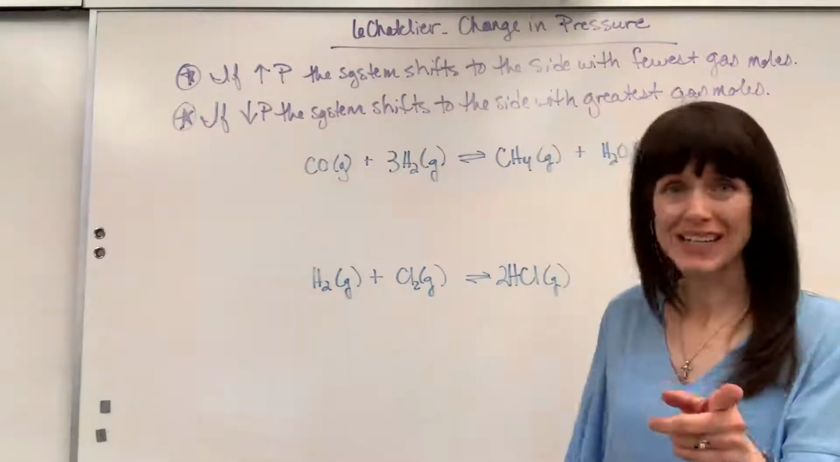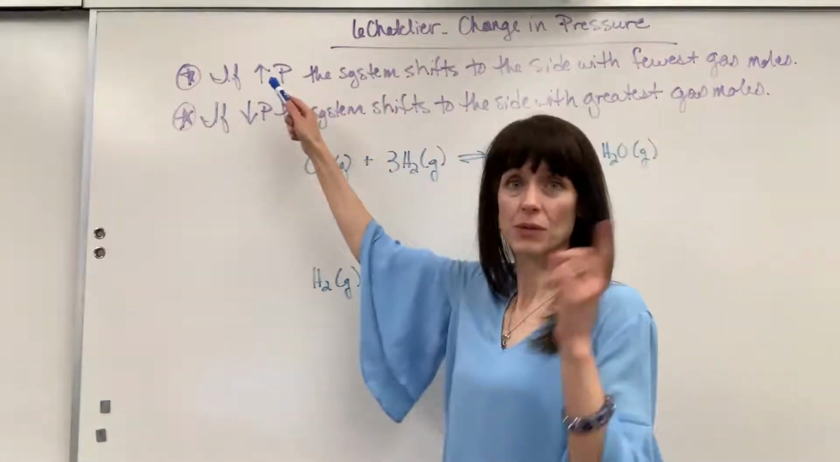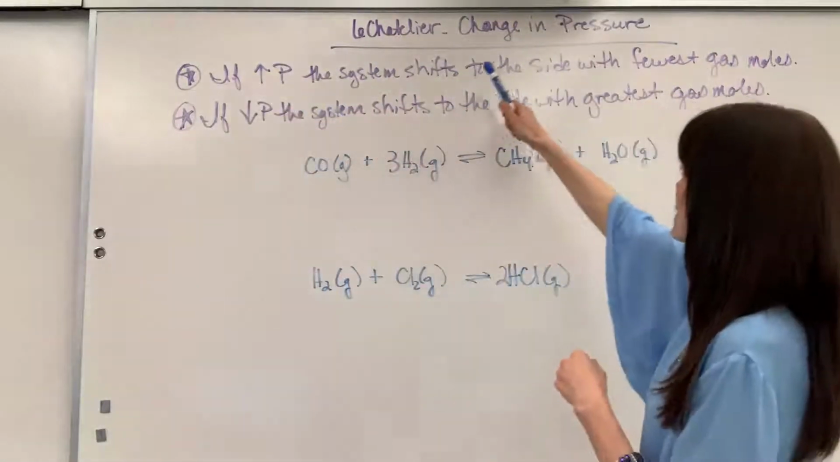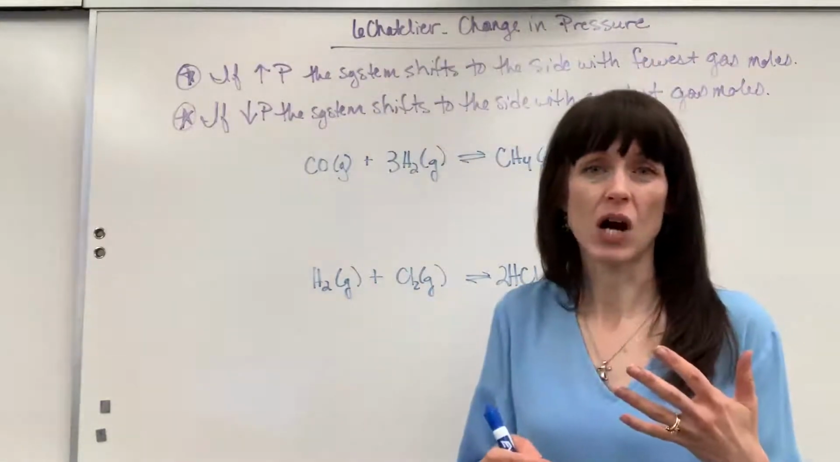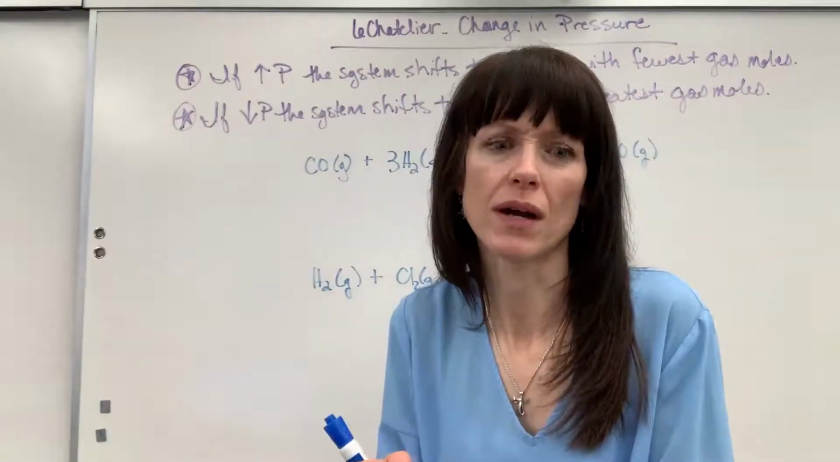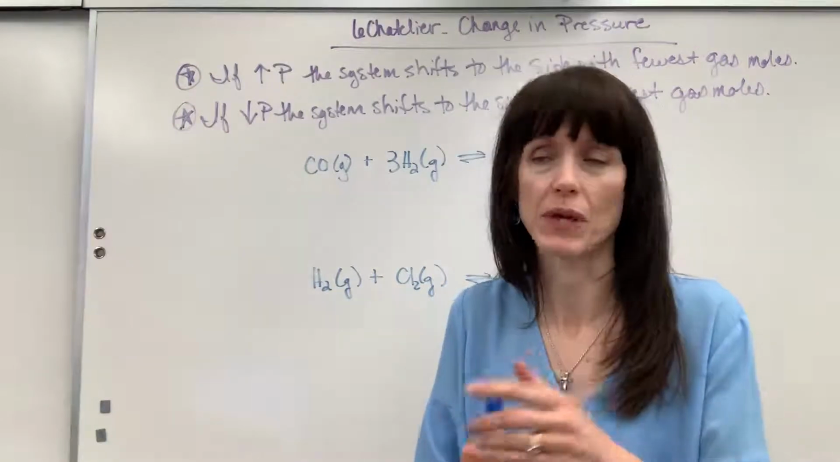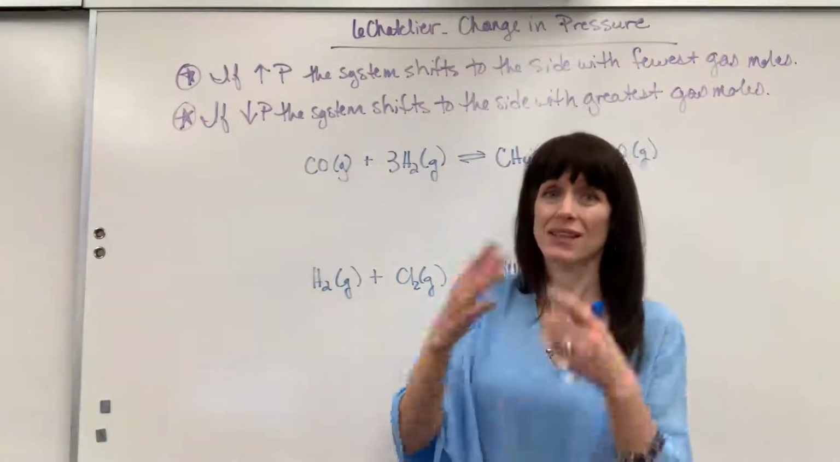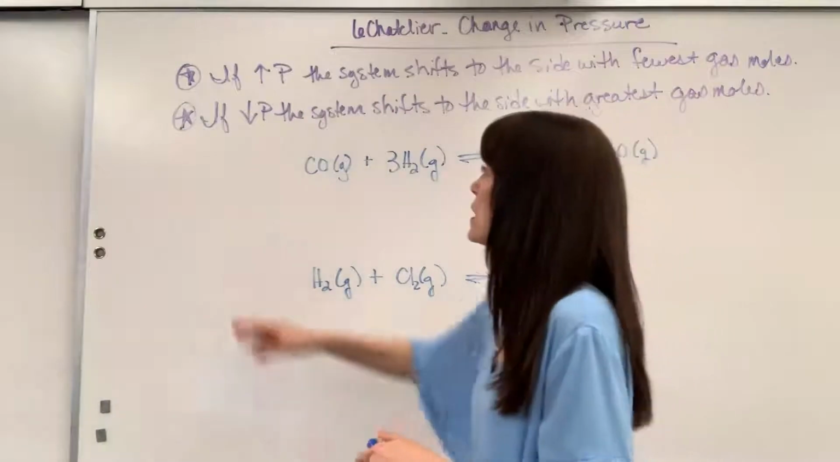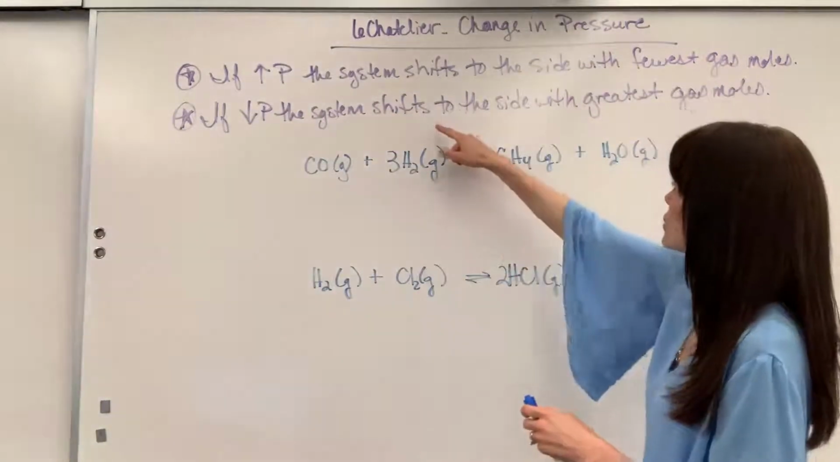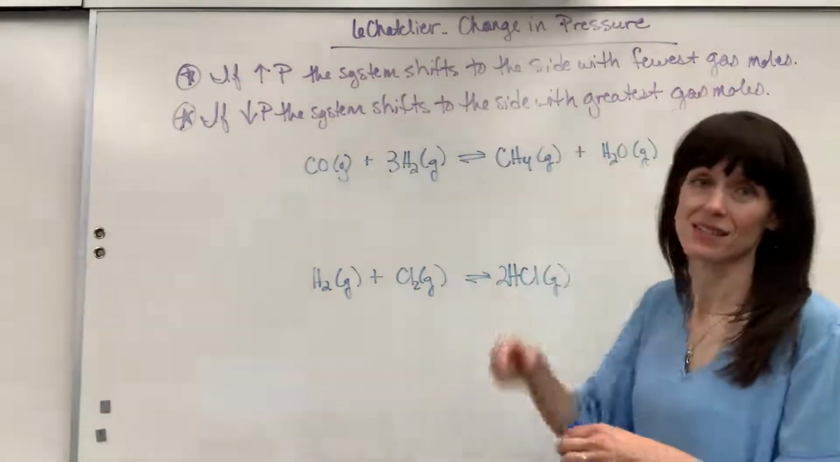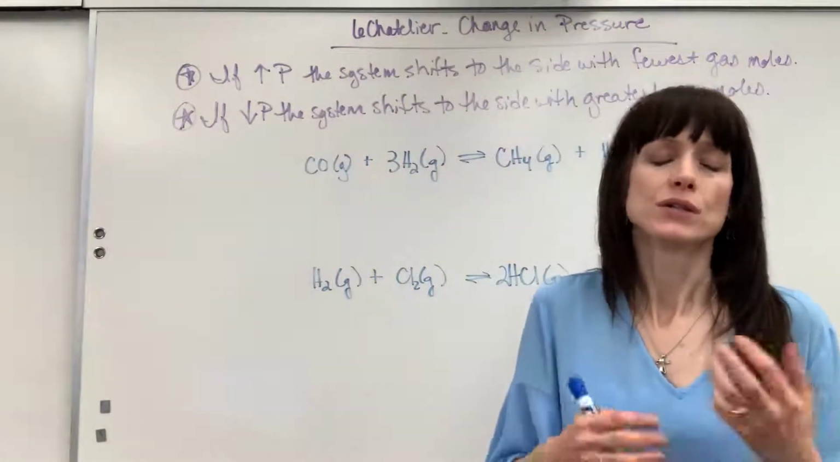All right, so here it is. If you increase the pressure of a system, it is going to shift to the side with the fewest gas moles. Now I know that it seems a little opposite, so you increase, you think more, and yet it goes to fewest gas moles. I'll explain. Here's the counterpart to this that you have to memorize. If you decrease the pressure of a system, it is going to shift to the side with the greatest number of gas moles. So here's the reason why.